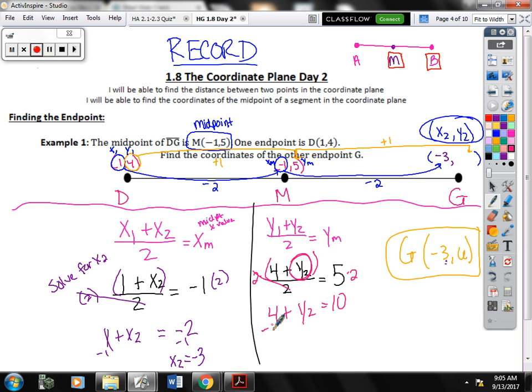Then I would undo addition of 4 with subtraction of 4. Now we get 6. Then the last thing you would do is take each of those answers and put them together as an ordered pair.